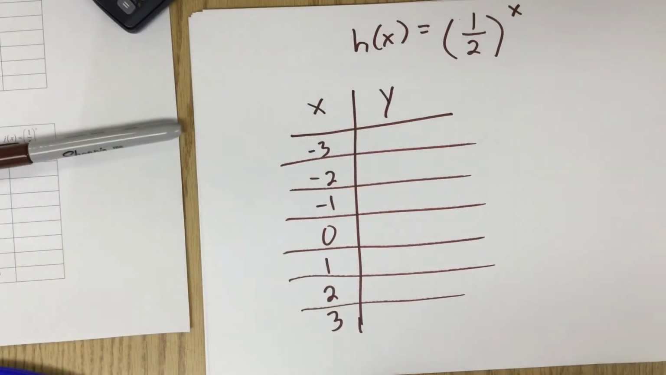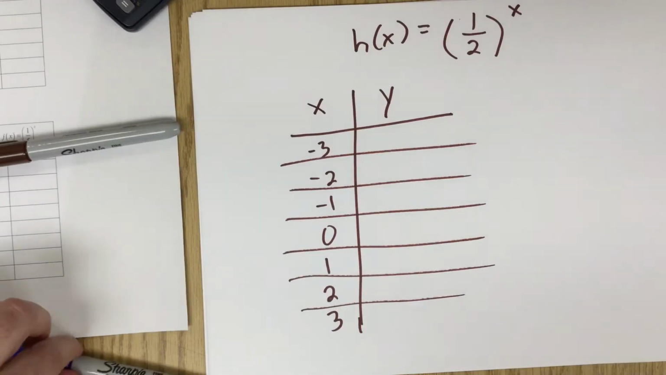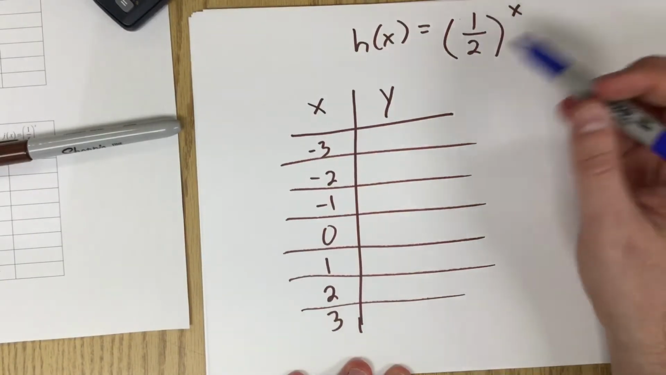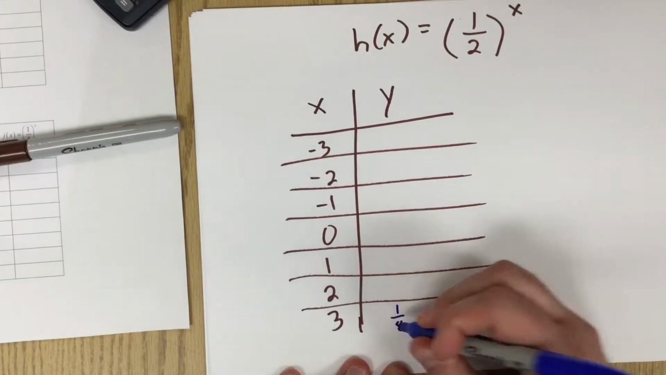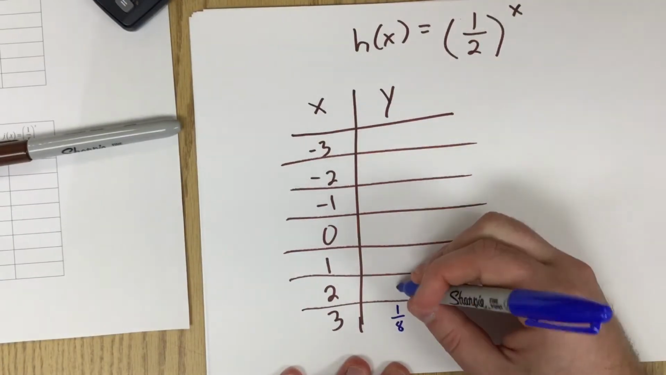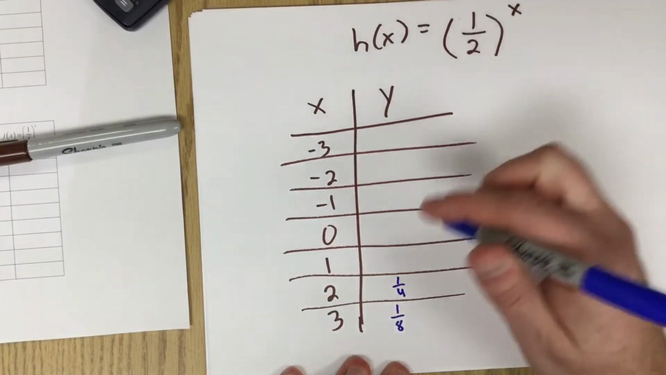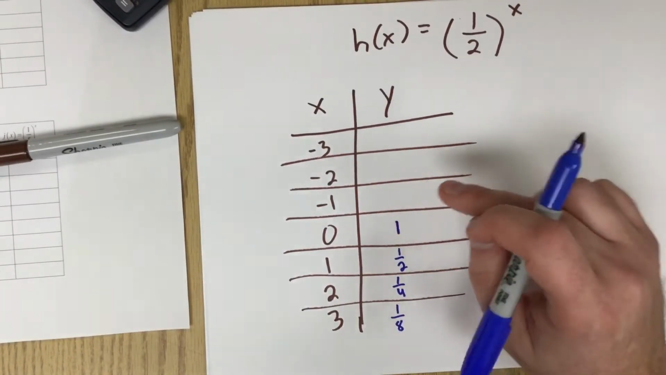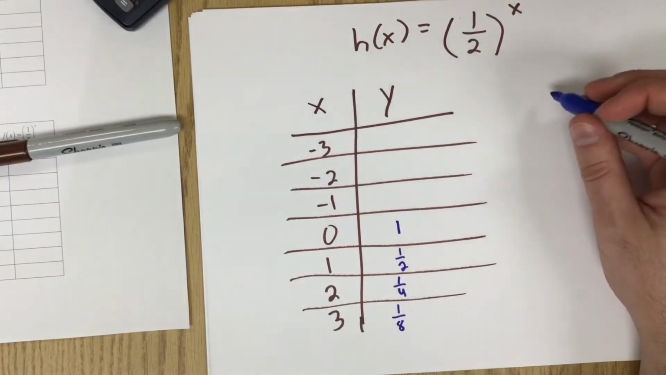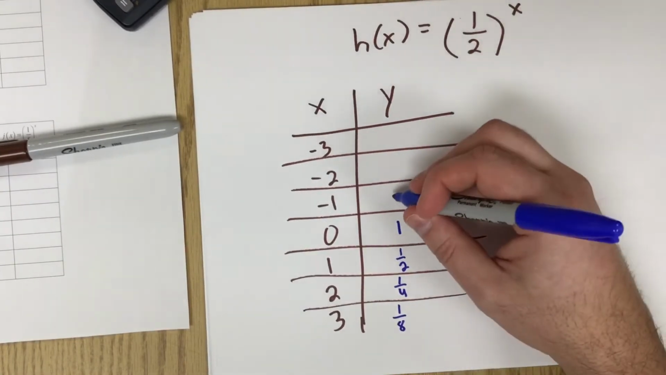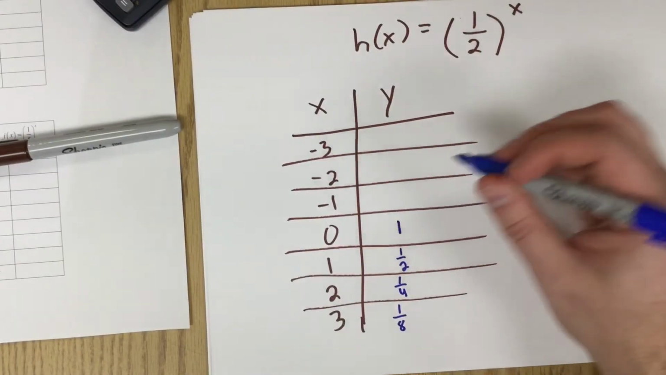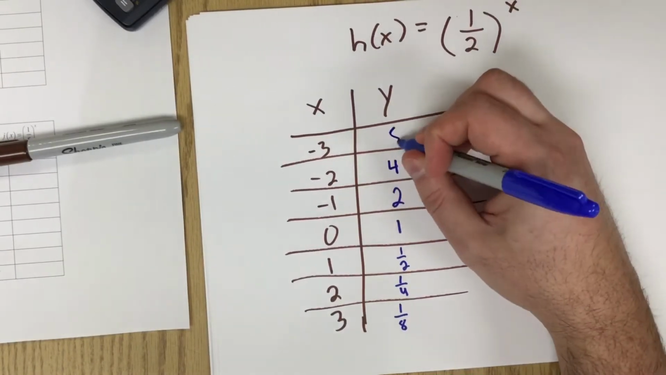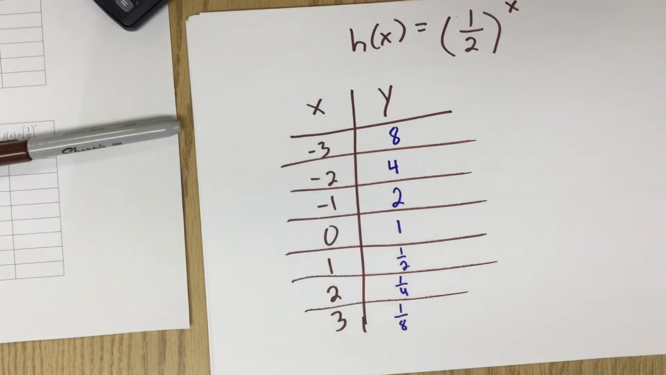So what do we get? A half to the 3 is a half times a half times a half, or 1 over 2 to the 3. That's going to be 1 over 8. A half to the 2, or squared, is 1 over 4. A half to the power of 1 is just a half. A half to the 0 is 1, because anything to the 0 is 1. A half to the negative 1, you can check it in the calculator, is going to be the same thing as 2 to the -1 going to the top. That's going to give 2, and that's going to give 4, and that's going to give 8.